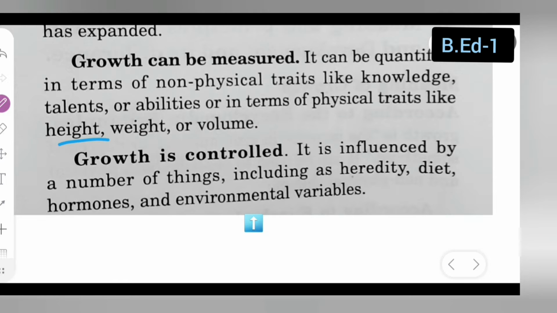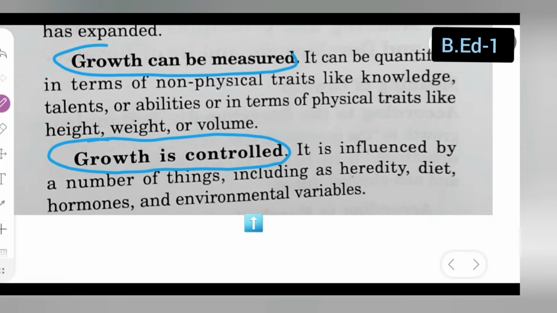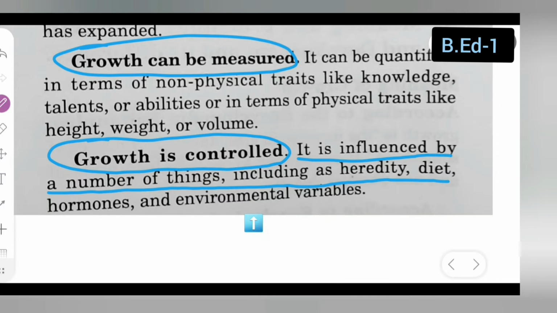Next, we are talking about growth is controlled. Earlier it was growth can be measured. Now, it is influenced by a number of things, including heredity, diet, hormones, and environmental variables. So how can growth be controlled? It is actually influenced by a number of things, including heredity, your diet, then hormones, and environmental variables.